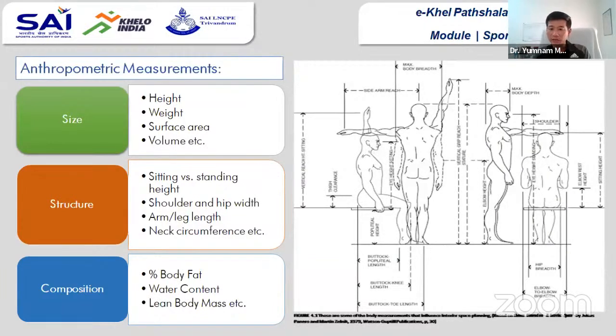In size, you can see in the picture, in different positions, you can measure length-wise, breadth-wise, dimension, circumference. So here I have given some size measures: height, weight, surface area, and volume, etc. We can measure the size of the individual.